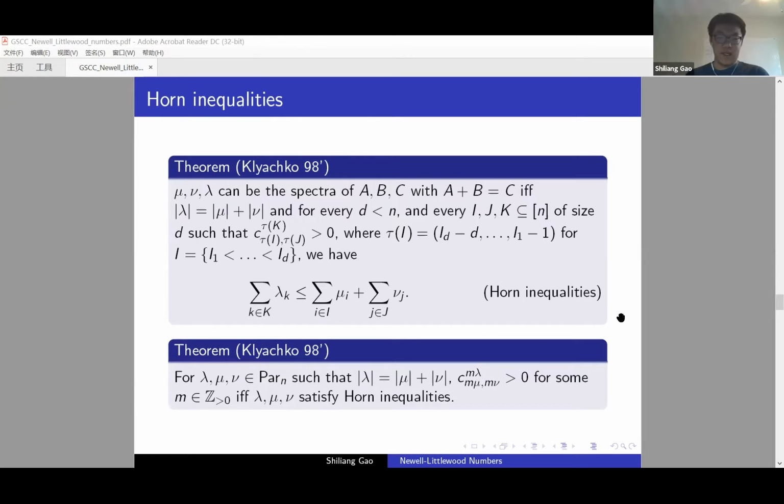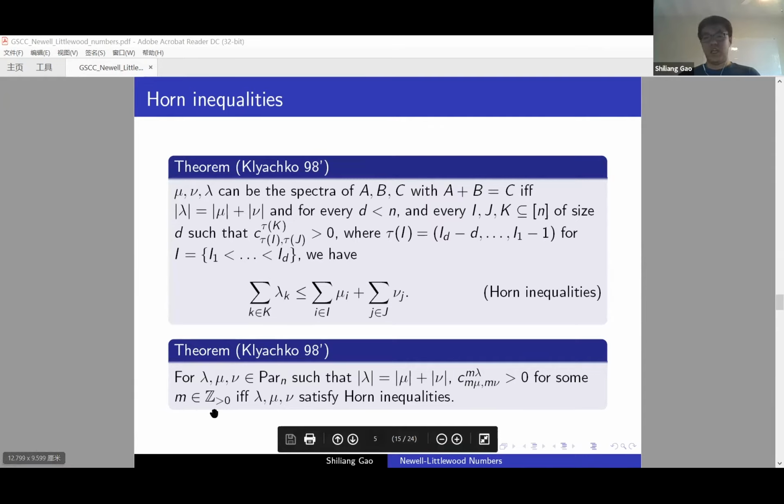Well, it turns out that in that same paper, Klyachko showed that for these three partitions λ, μ, ν, with the property that the size of λ equals the size of μ plus the size of ν, these stretched LR coefficients c_{mλ, mμ}^{mν}, and by stretch, I just mean for mλ, it's just mλ1, mλ2, you multiply m to each part of the partition. So if this is non-zero for some positive integer m, this is if and only if λ, μ, ν satisfy these Horn inequalities, all of these.